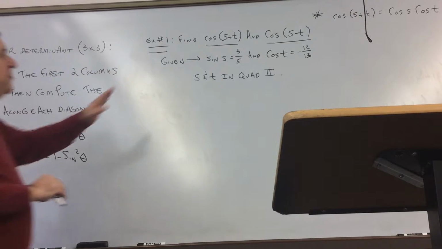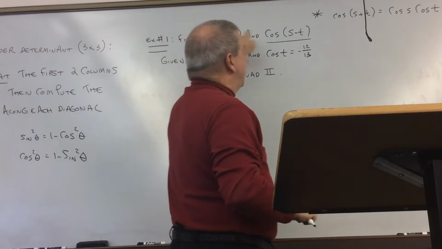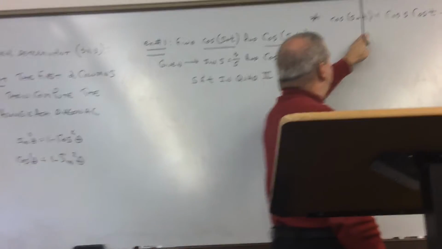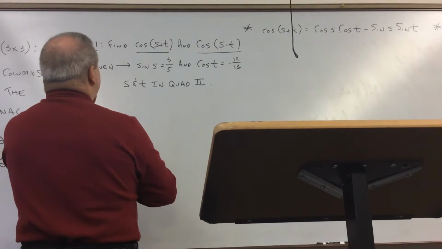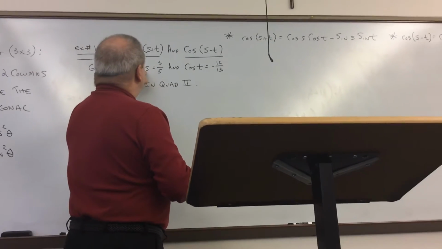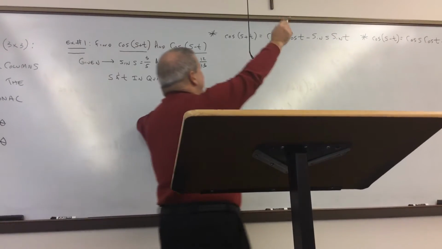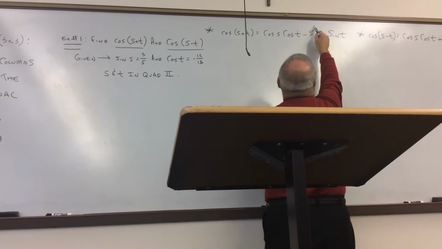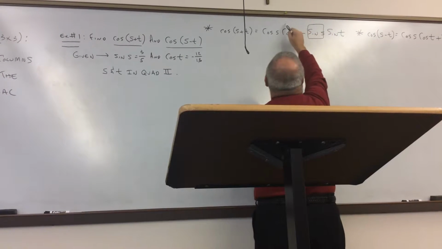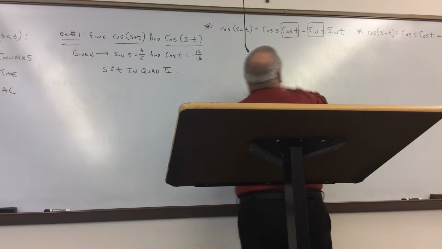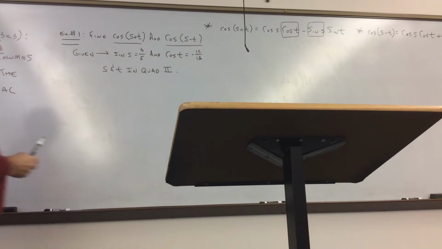Okay, there's 2 parts here. First part says to find this. Now here's the formula for the first part. The sine of S, you know, and the cosine of T, you know. Now, look what I'm going to do here. You know that, and you know that. You know those 2 things.